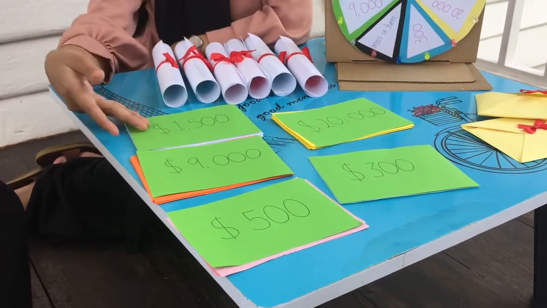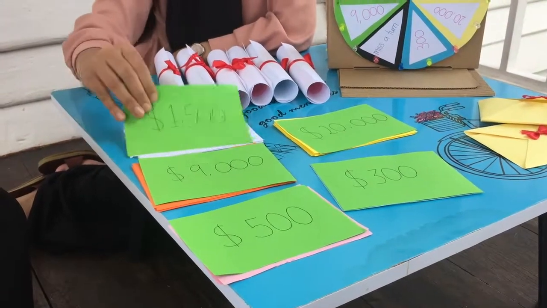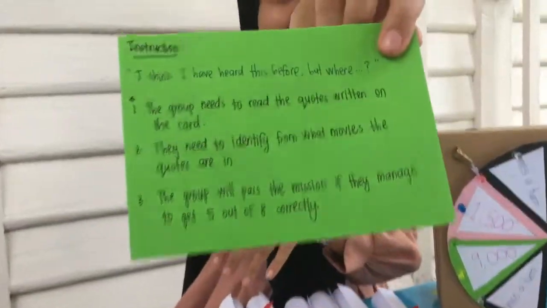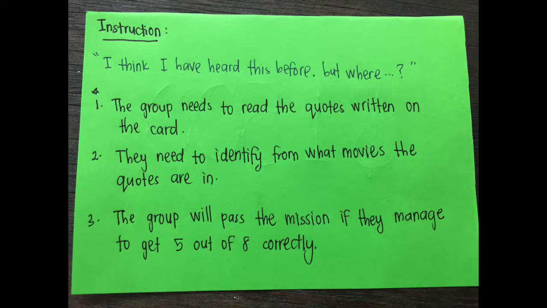So now we will proceed to the 1,500 Juta Ringgit mission. So this mission is called... I think I have heard this before, but where? So the instruction for this mission is the group needs to read the quotes written on the cards. They need to identify from what movies the quotes are in. The group will pass the mission if they manage to get 5 out of 8 correctly. So this is the 1,500 mission. So come, let's see how it works.